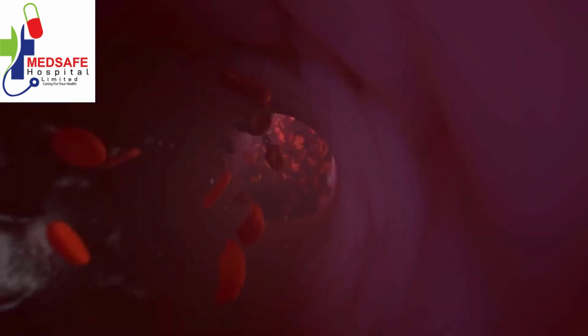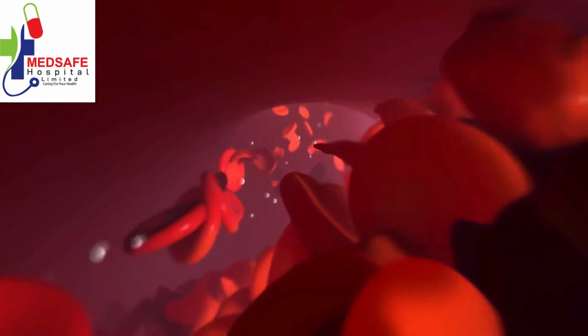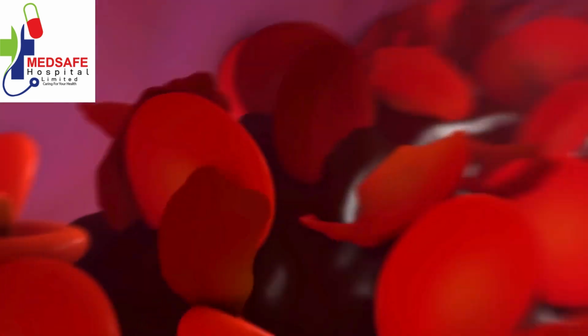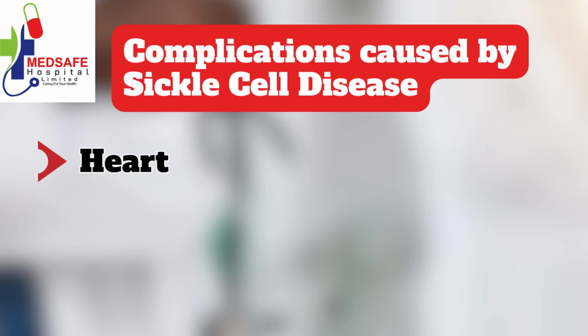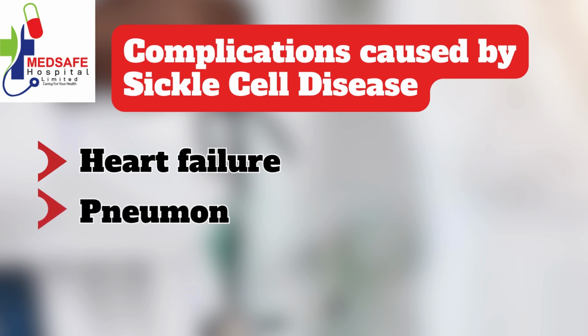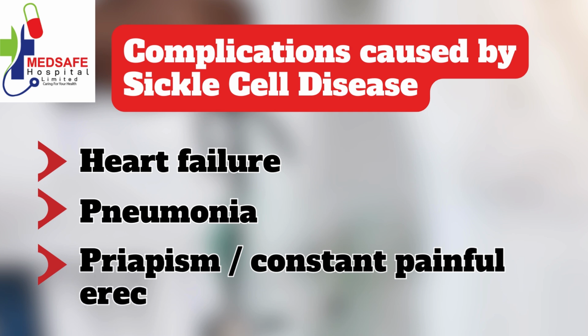Sickle cell is a multi-organ disease, so it affects all the organs of the body. Someone will present with heart failure. They present with pneumonia. In male, they always present with priapism. This is a constant or painful erection, chronic erection.